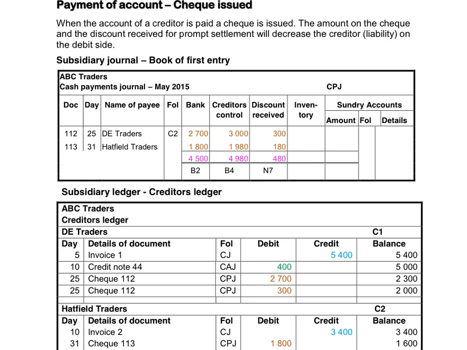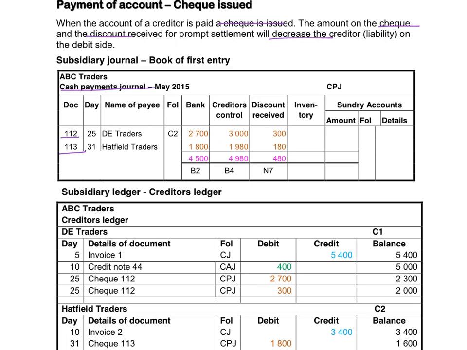When the account of a creditor is paid, a check is issued. The amount on the check and the discount, so both the payment and the discount, because you settled in time, will decrease the creditor. So we will owe less money because our liabilities will decrease. First of all, we will record this check in the cash payments journal, and we will record the number on the checks to show which checks were issued to which creditor, the name of the creditor.